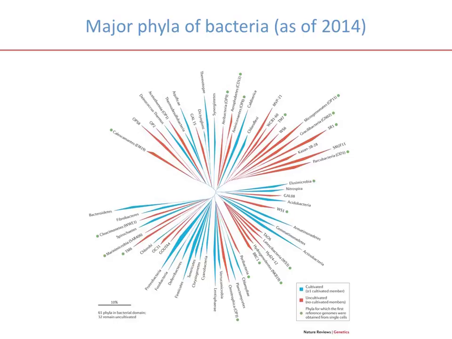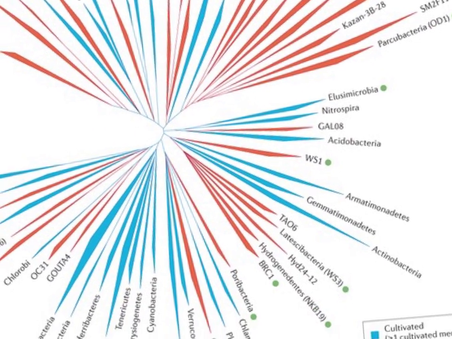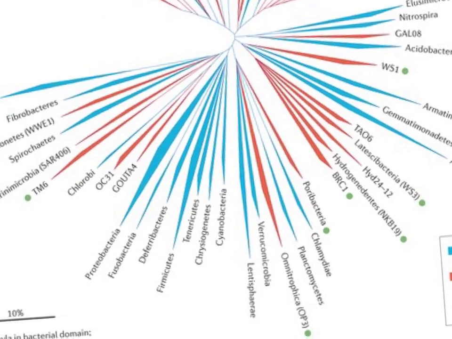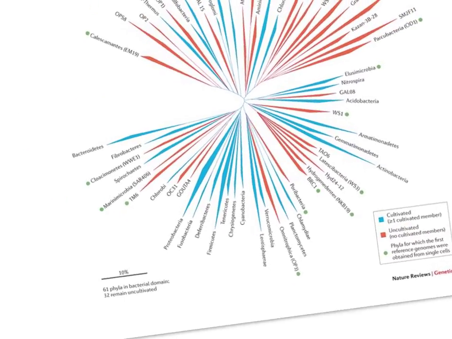The things that you'll want to note in this tree are the different colors. So in blue, and let me zoom in a little bit to some that you know and love, in blue are the phyla where there are cultivated members. So members that have been cultured, studied in lab. Here's the proteobacteria. Here are firmicutes, cyanobacteria. So some of these phyla that you have seen the names of and you might be familiar with. So that's everything in blue.